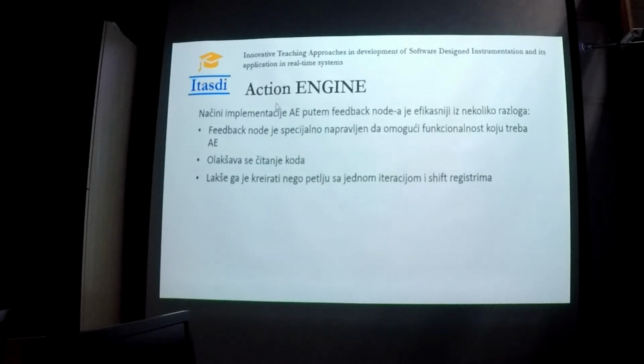So this way of implementing an action engine via feedback node is efficient for several reasons. The feedback node is particularly designed to provide functionality that an action engine should possess. It makes the readability of the code much easier, and of course it is easier to create than a single loop with one iteration shift register. You only have to include one feedback node object, and that's it. You don't have to place a shift register at the beginning and at the end, place the loop, and wire a true constant to the conditional terminal, and so on.